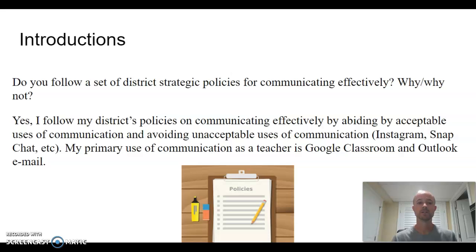Do you follow a set of district strategic policies for communicating effectively? Why or why not? Yes, I follow my district's policies on communicating effectively, by abiding by acceptable uses of communication and avoiding unacceptable uses of communication, i.e. Instagram, Snapchat, etc. My primary use of communication as a teacher is Google Classroom and Outlook email.